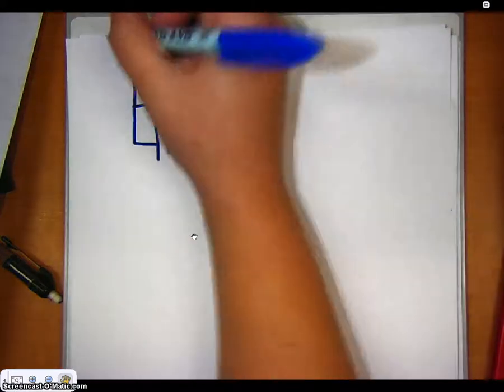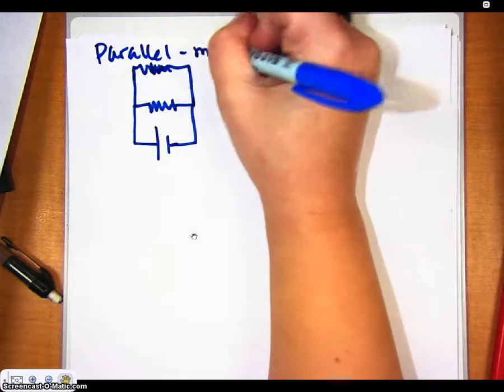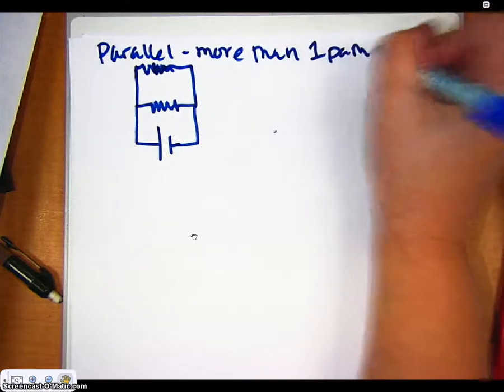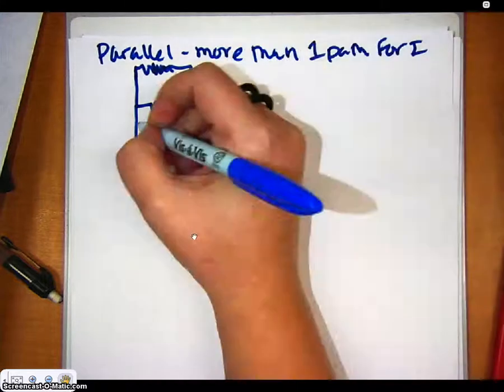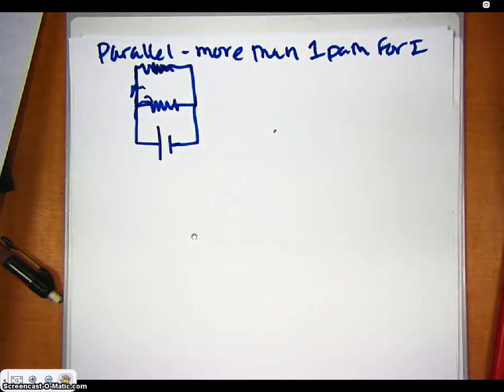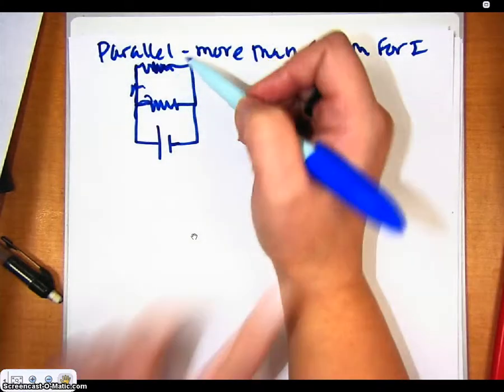So this is parallel, okay? There is more than one path for the current, right? So it can split here and it can go here, okay? So as the resistance is actually going to be less.